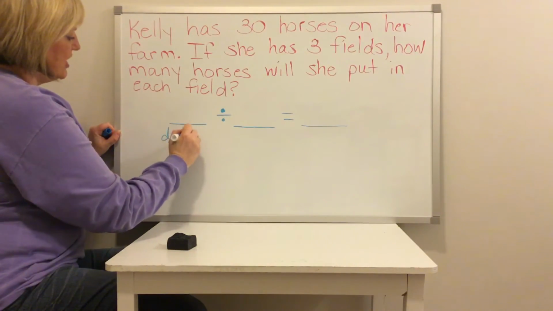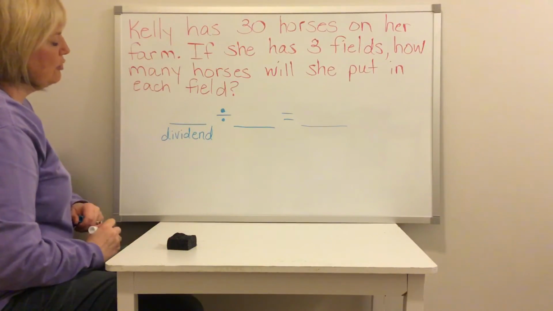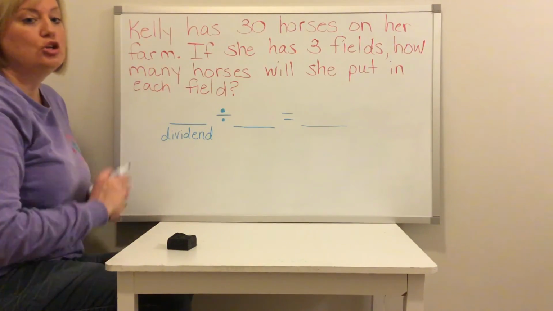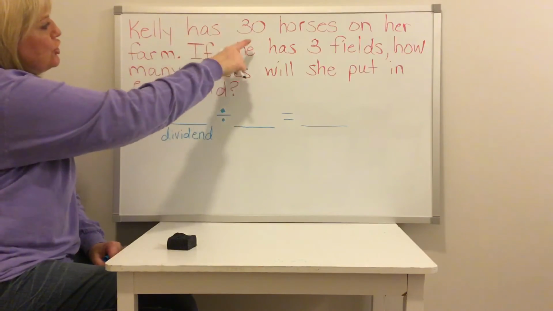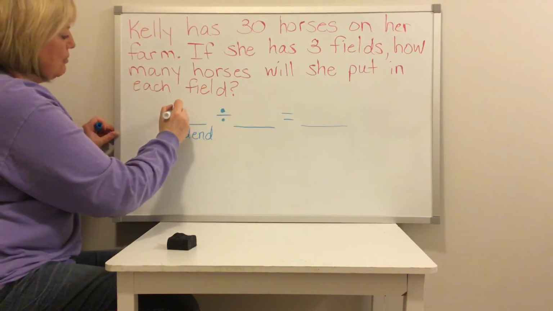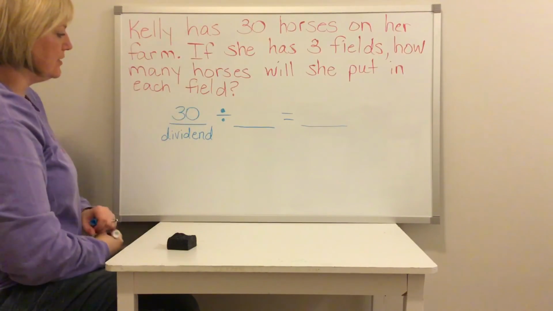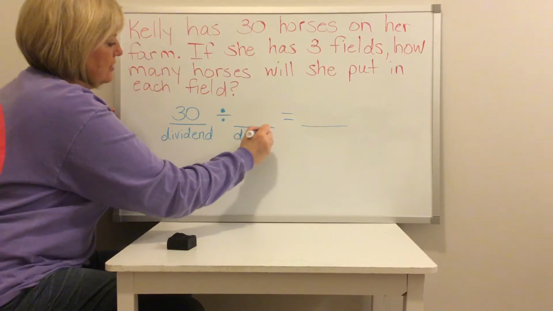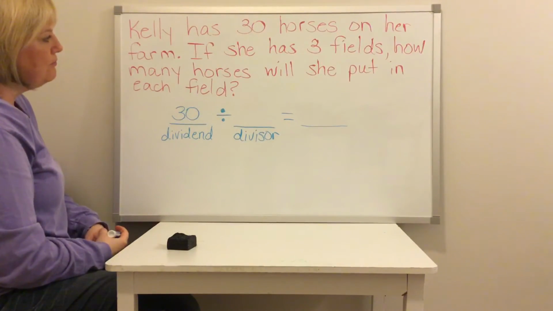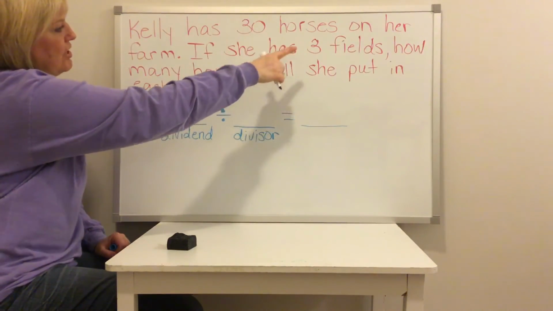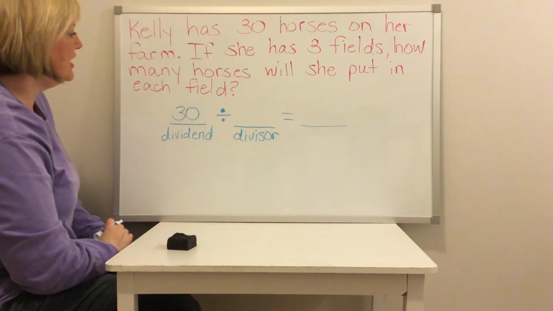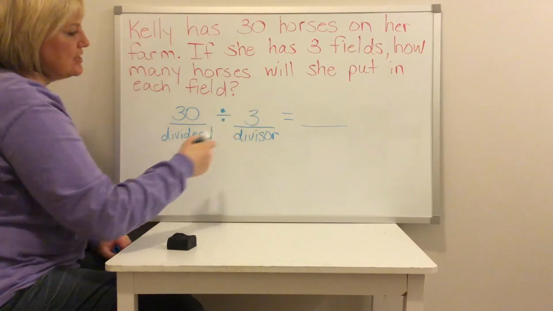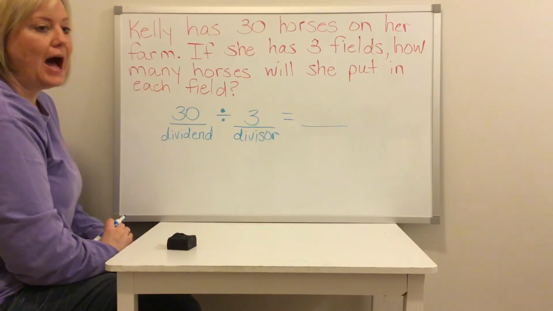Remember, my dividend is the first number in my multiplication or division sentence. And it tells me how many I have total. So it tells me Kelly has 30 horses on her farm. So that's how many she has altogether, so that's going to be my dividend. The second number in my division sentence is my divisor. And in this problem, it's telling me if she has 3 fields, how many horses will she put in each field? So my divisor is 3, and this time it's telling me how many groups I have.